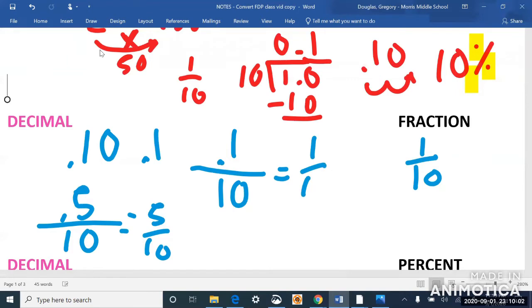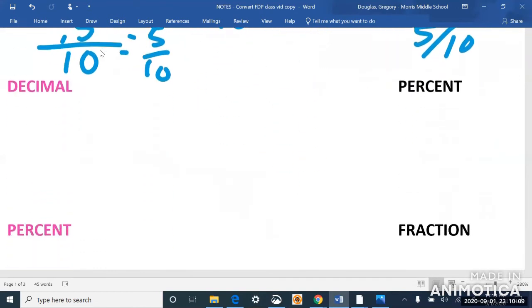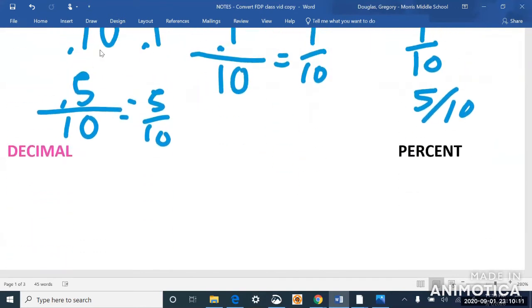Sorry for the mistakes. So that equals 1/10, okay? So the fraction is 5/10. All right, let's look at decimal to percent. And we'll have practice down below too, guys. Sorry, it might seem like it's going fast, but you'll get used to it. It just takes time. Decimal to percent now.